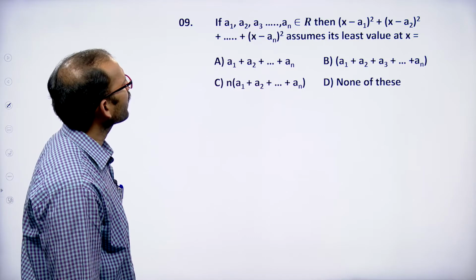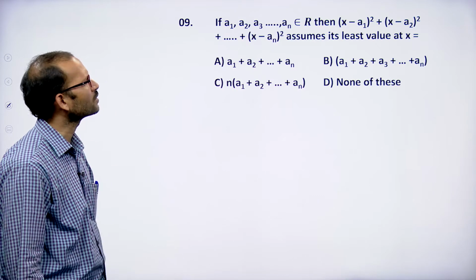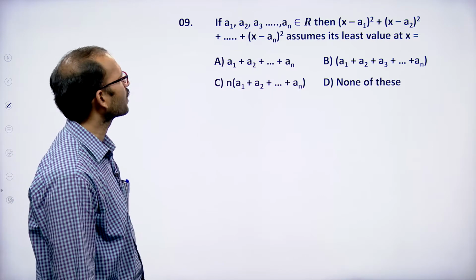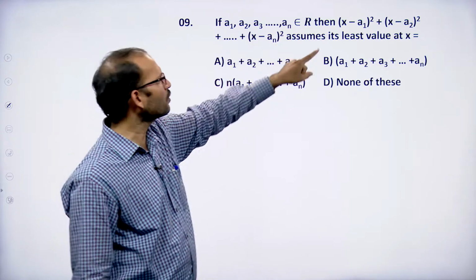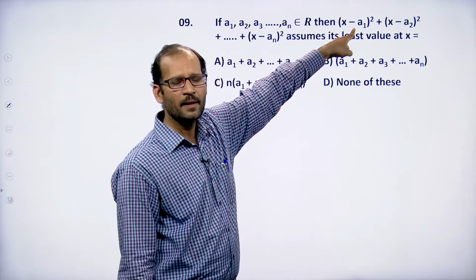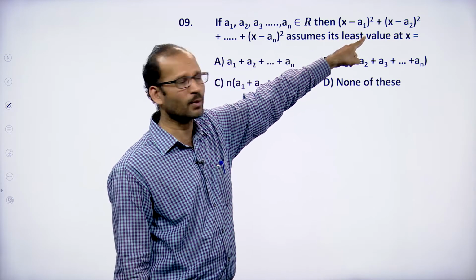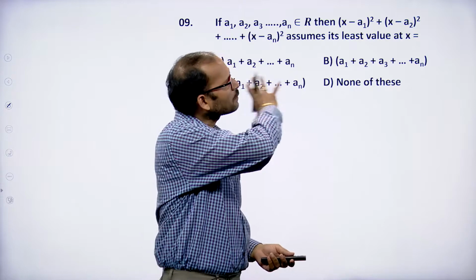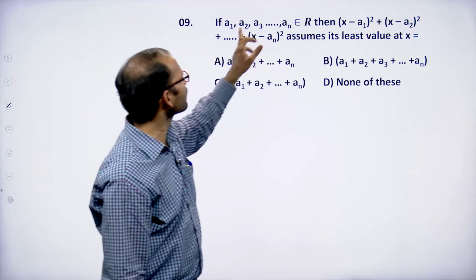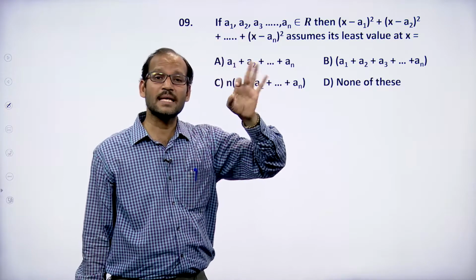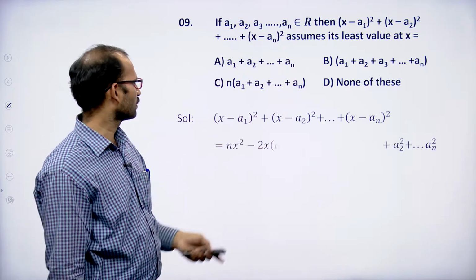If a1, a2, a3, and so on, an belong to R, then (x minus a1) whole square plus (x minus a2) whole square, and so on, assumes the least value at x equal to what? See, what is the least value of this expression they are asking? If you expand this, it is of the form (a minus b) whole square, which is a square minus 2ab plus b square. Similarly, if I expand all n terms, x square plus x square plus x square, and so on, n times, I will get n x square. Okay, now see, n x square.